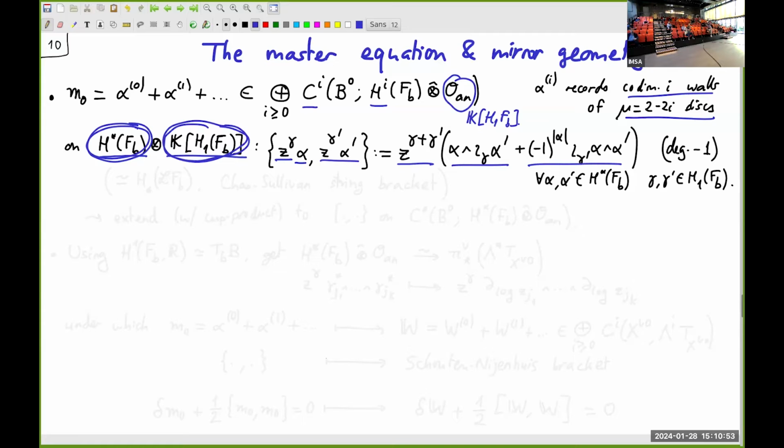It has some nice properties. And one way to think about what this is is that secretly, this is the Chas-Sullivan string bracket on the homology of a free loop space of a torus. Okay, so the free loop space of a torus has as many components as there are classes in H1. And so you get the group ring part, and each component retracts onto a copy of the torus. That's where you get the exterior algebra from.